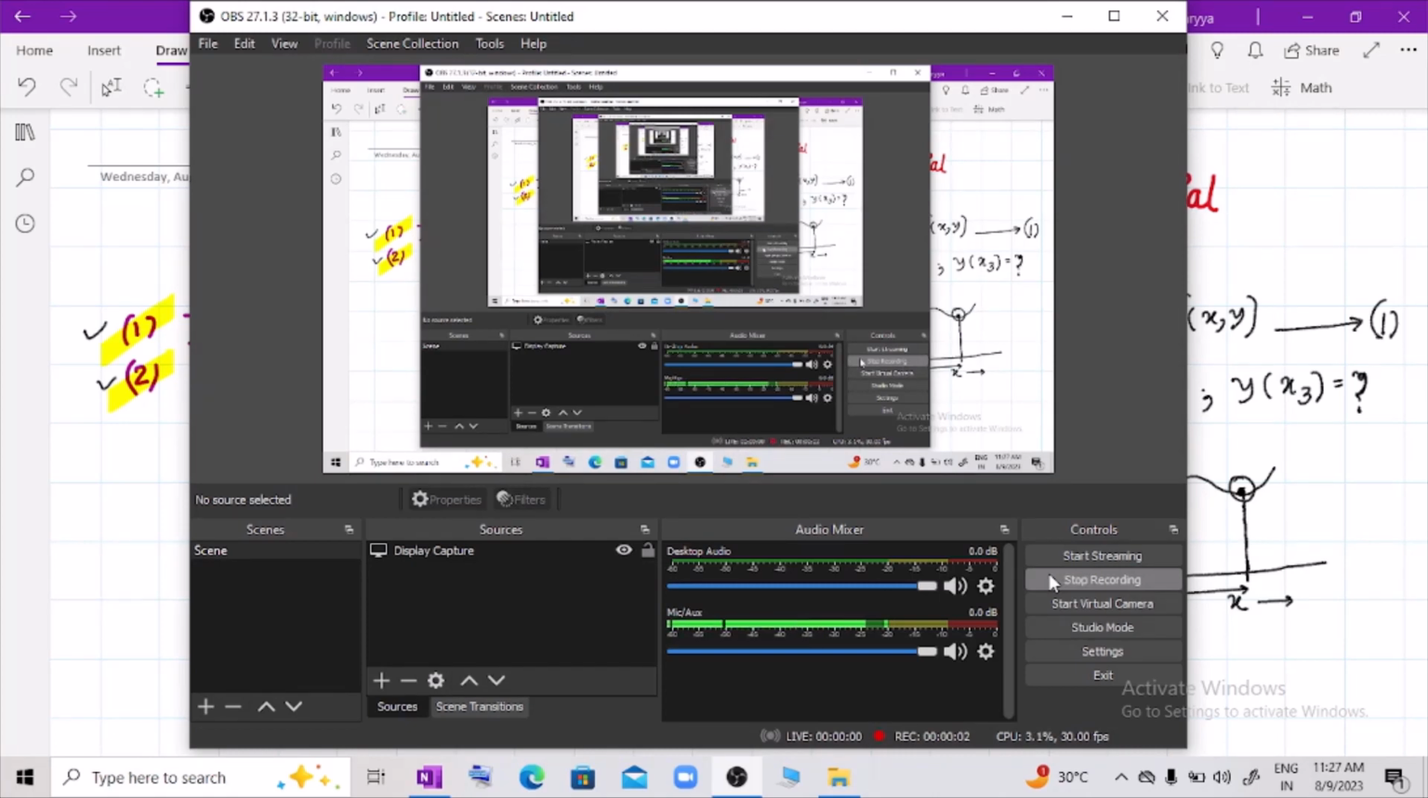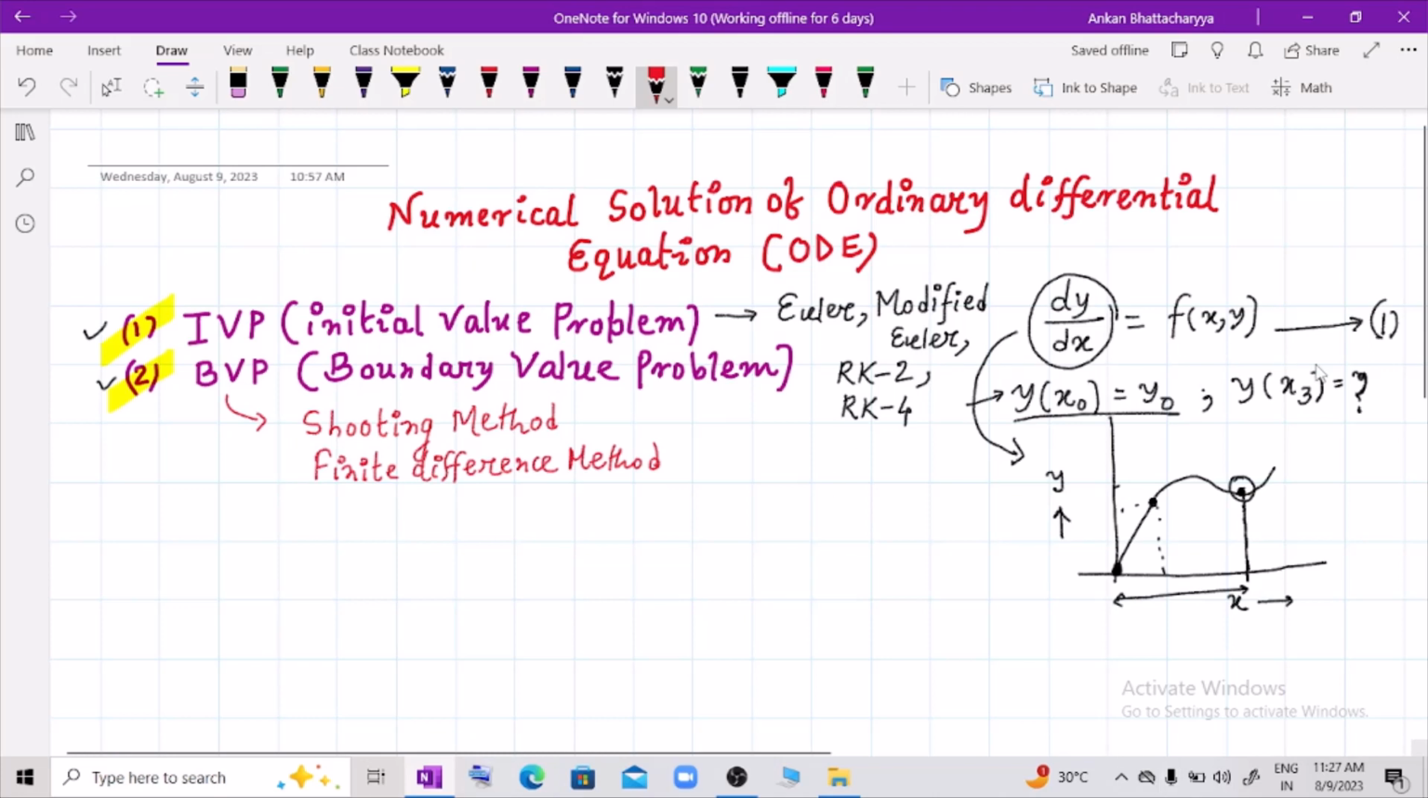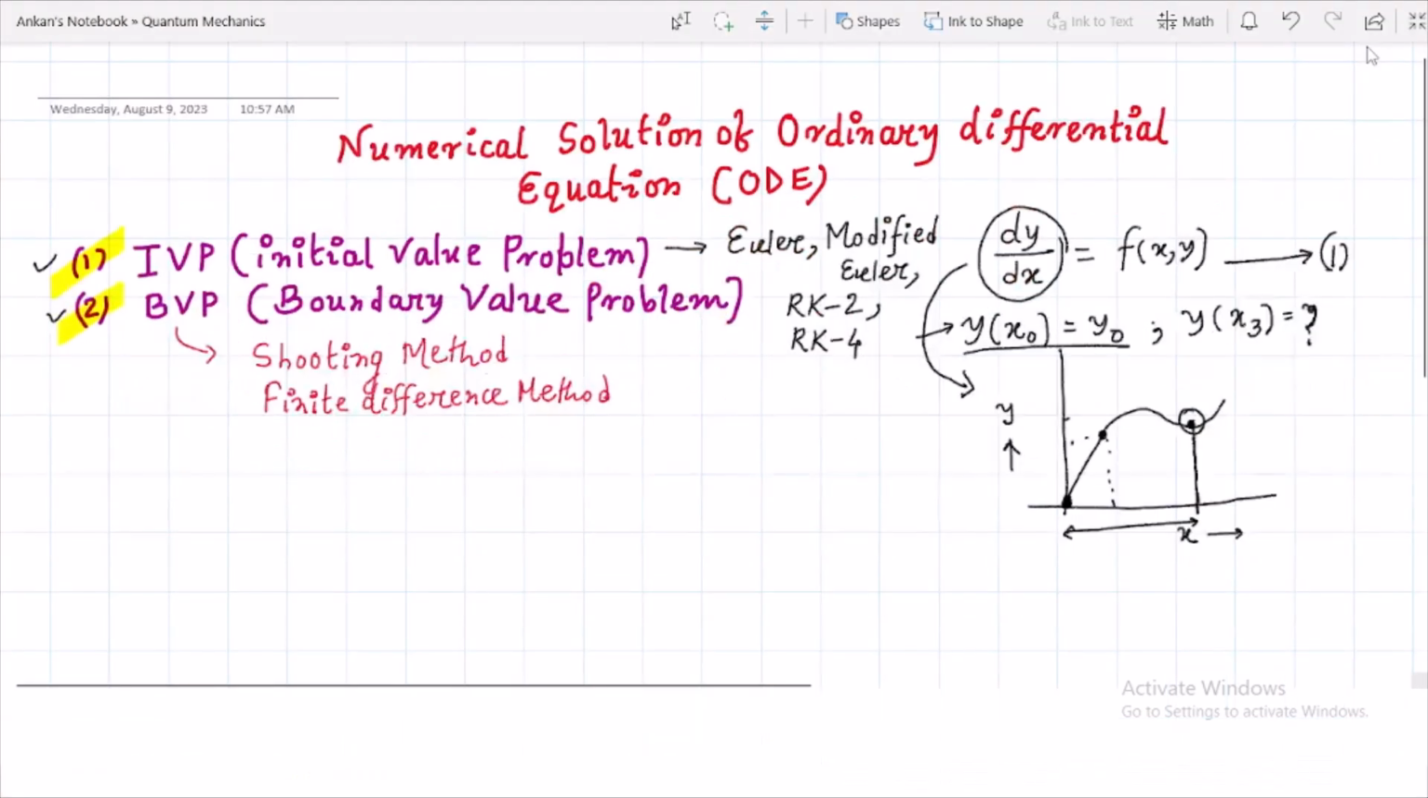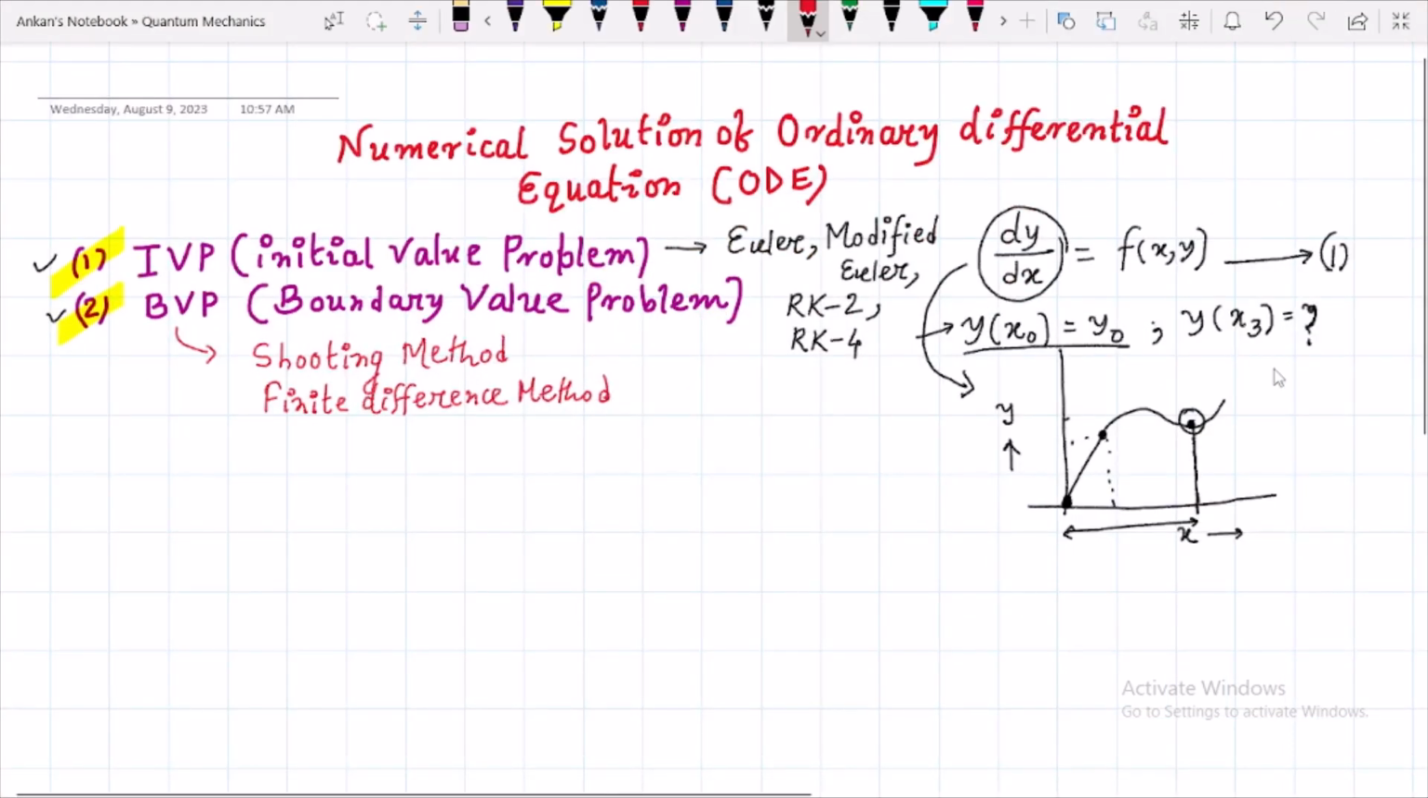Okay, so what I am telling is that we can solve the ordinary differential equation numerically with the help of the Euler method, which is the basic preliminary numerical method to solve it.